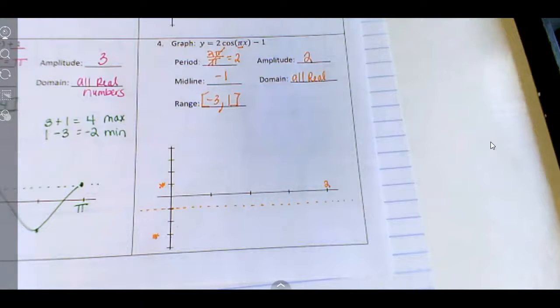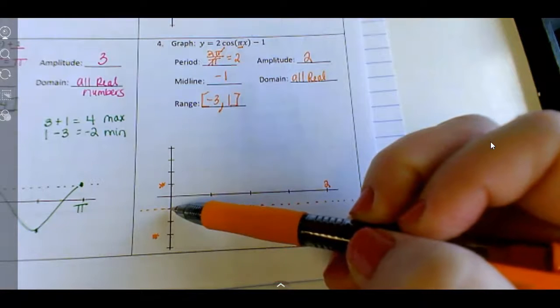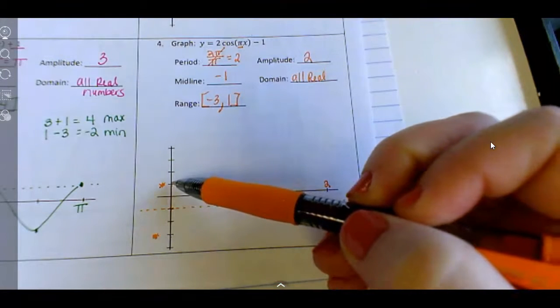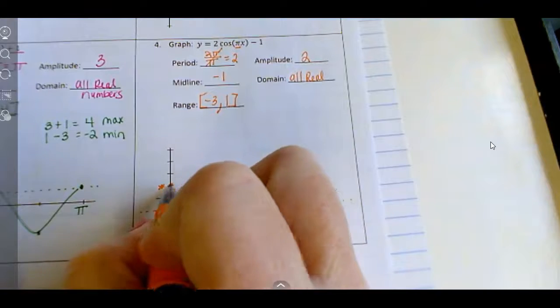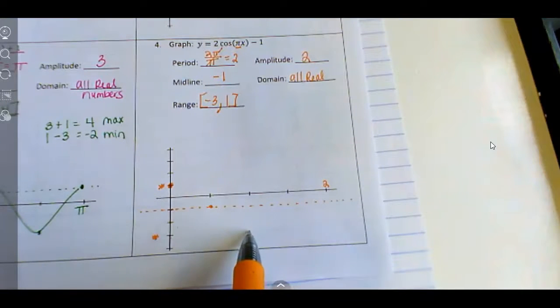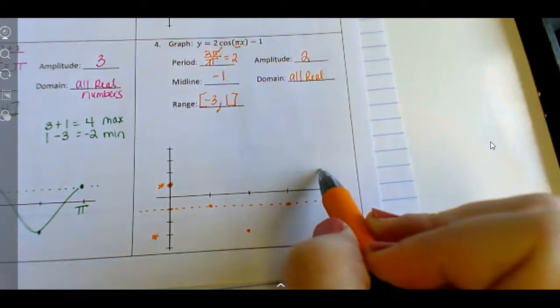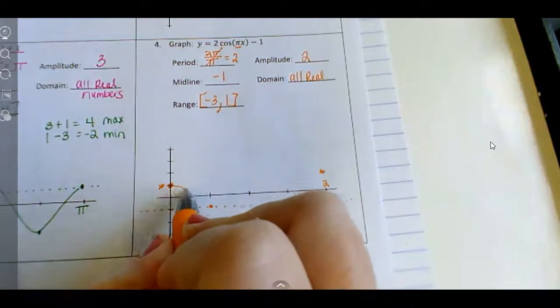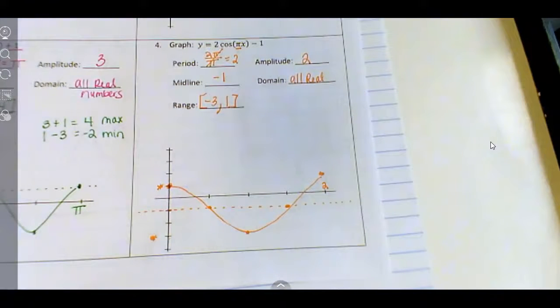Alright, when we have cosine, we don't start on the midline. We start above the midline, as long as it's positive. So we're going to start up here at our max. We're going to go to the midline, down here, back to the midline, and back up. And then there's one period of it, and that's the idea.